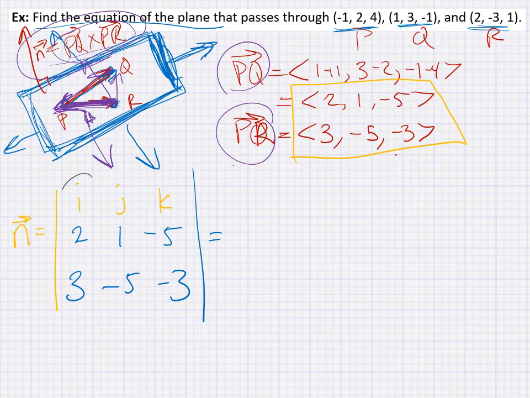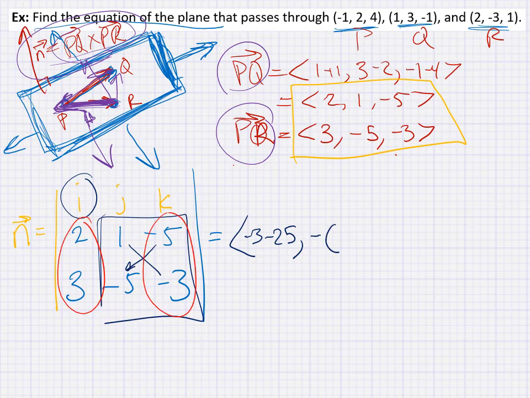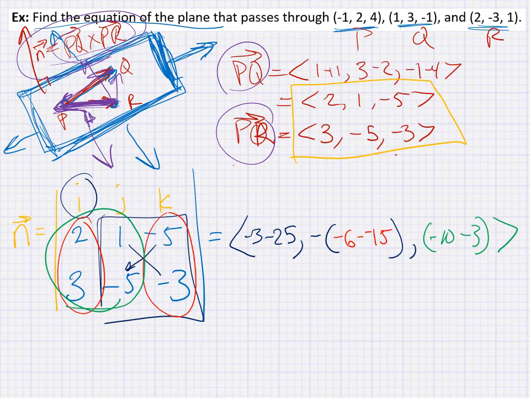So anyway, let's do the i component. That first component would be, I'm going to write it in bracket notation, this minus this. So -3 minus 25. Then we have the negative of the second component, which is this one and this one. So we get -6 minus -15. And then the third component, we use these. So that would be -10 minus 3. That's the third component, that's the k.